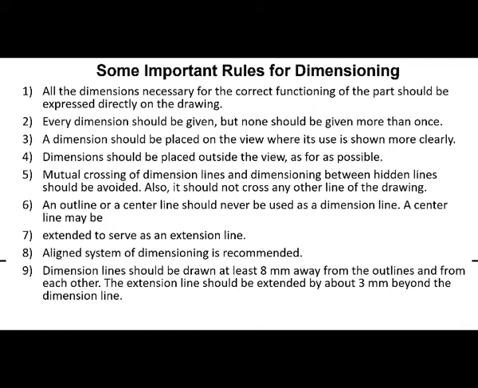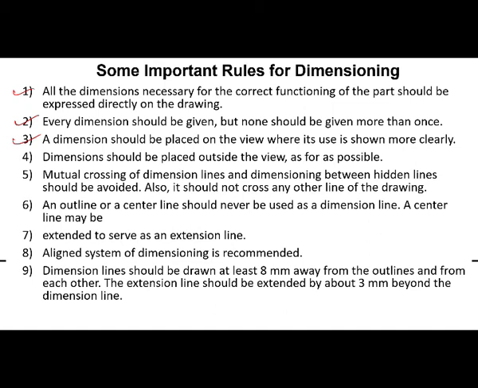Some important rules for dimensions. All the dimensions necessary for correct functioning of the part should be expressed directly on the drawing. Every dimension should be given, but none should be given more than once. For example, this is a rectangle. We have already given this dimension. Again giving this dimension from this side is not good, it is not right. We have to give one dimension once to show any line or any object.